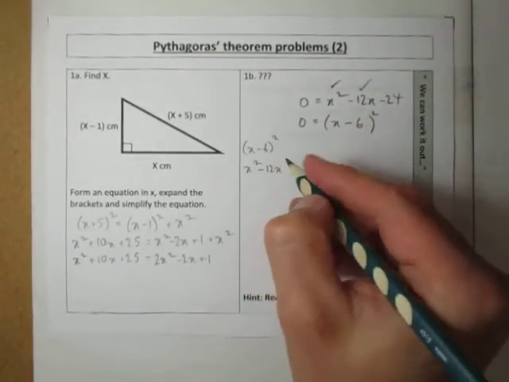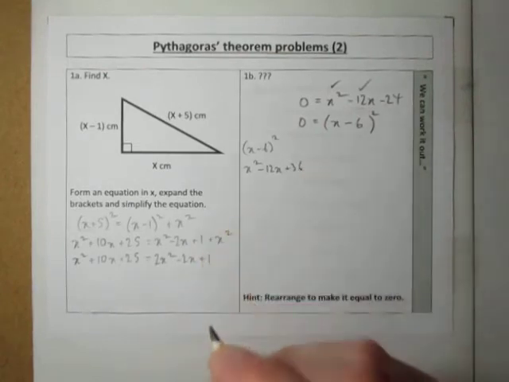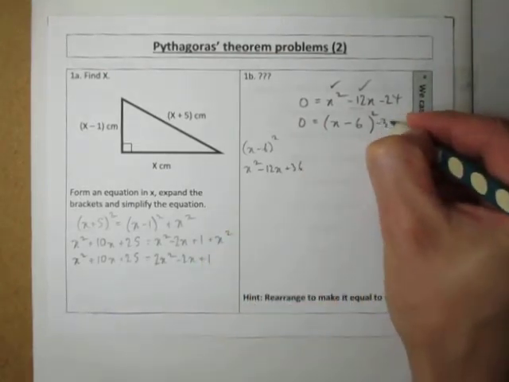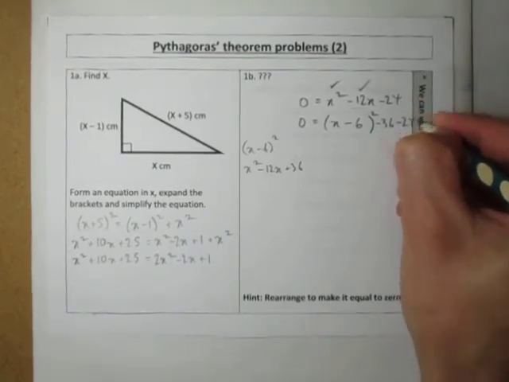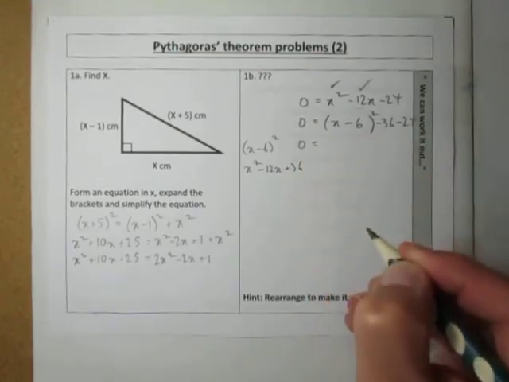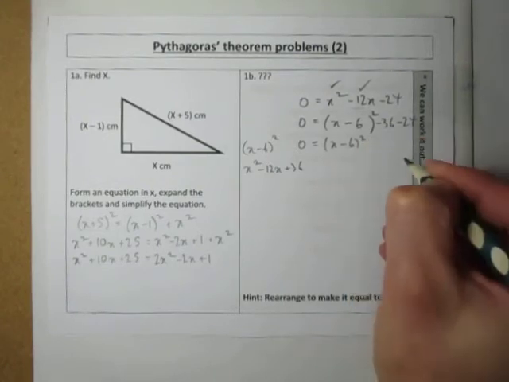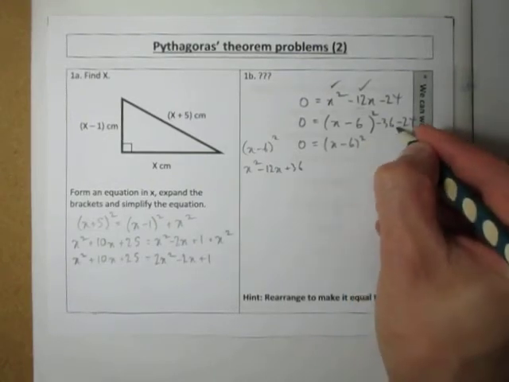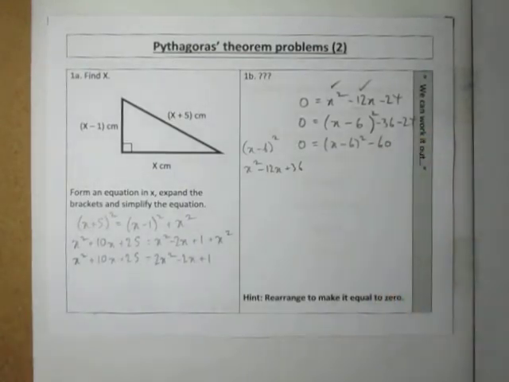All right, but that also gives me a plus 36, which I don't want, therefore I need to take that away. And I've still got my minus 24 from before. Simplifying that gives me 0 is equal to x minus 6 squared, and minus 36 minus 24 gives me minus 60. So I've now written this in completed square form.